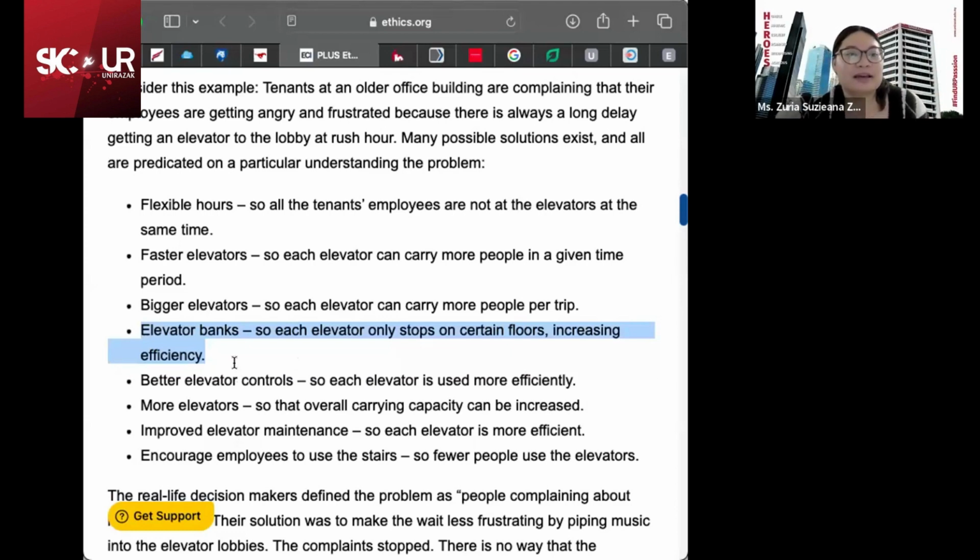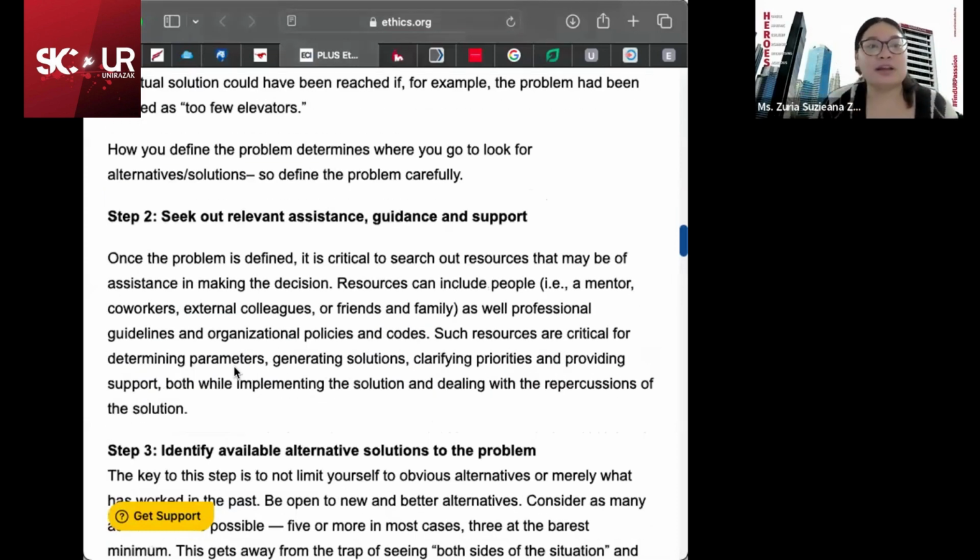Okay. And then step 2, seek out relevant assistance, guidance, and support. So once you have identified the problem, and you have identified some of the possible solutions, and from those solutions you have identified what consequences you should expect. After that, in order for you to understand more about the problem and the outcome, and to help you choose, you have to seek out relevant assistance, guidance, and support.